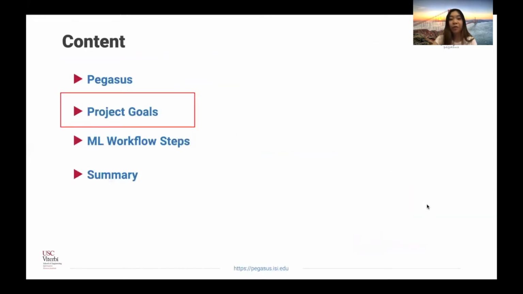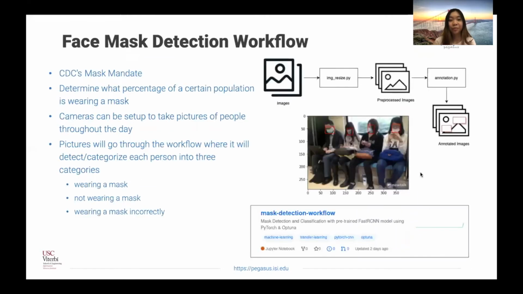Now I'll be going over my project goals with this mass detection workflow. So this is an important workflow, especially today with COVID-19 and the CDC's encouragement to wear masks to help slow the spread. And in order to find out what percentage of a certain population is following this guideline, we can set up a camera to take pictures of people at crowded and public places periodically, and then run these images into the workflow to identify if people are actually wearing their mask or not.